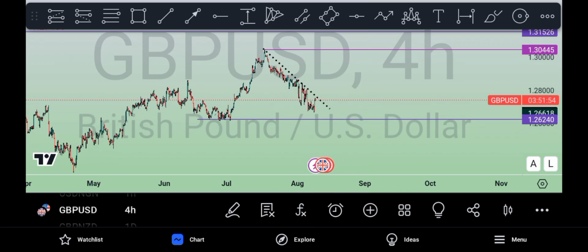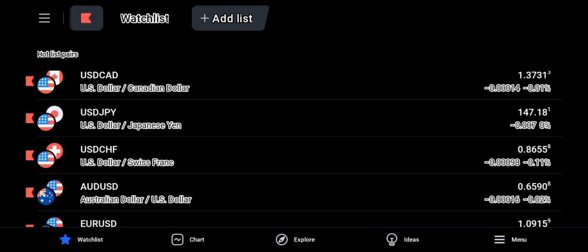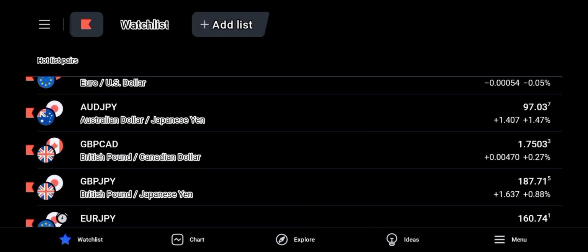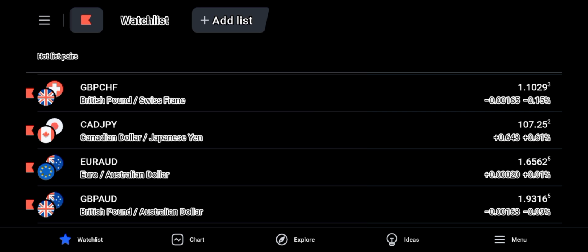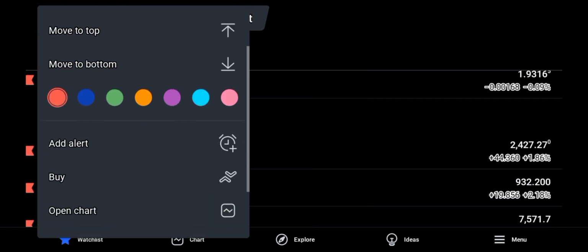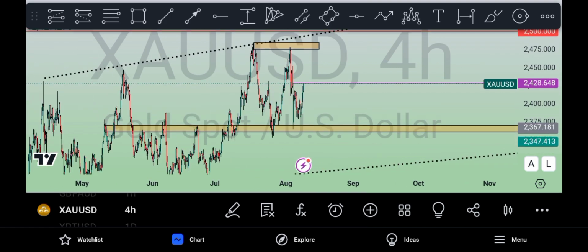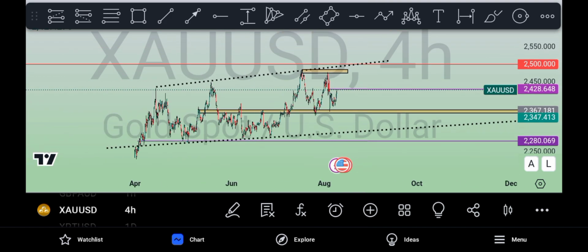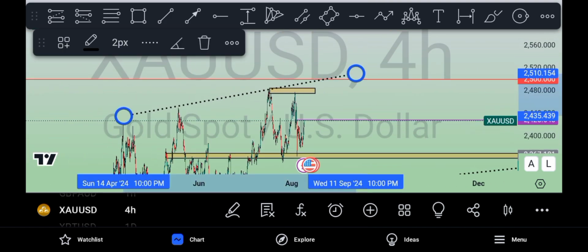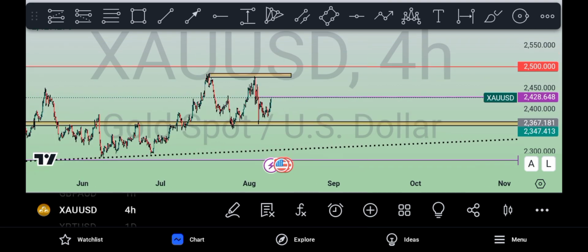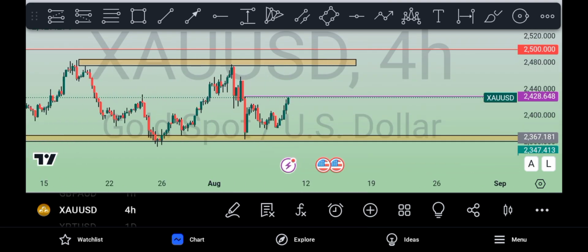Now let me go to gold. Gold has actually been giving some nice moves lately. Excuse me, let me go to gold. So basically, let me take out all these symbols here of my analysis. Let me take them out.